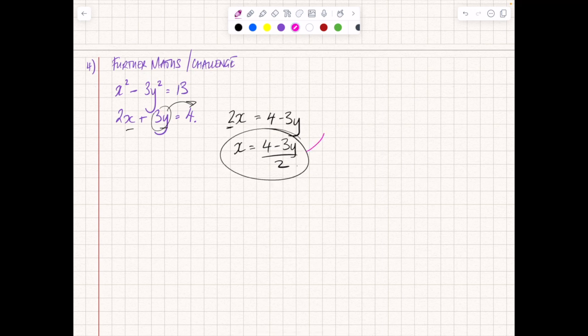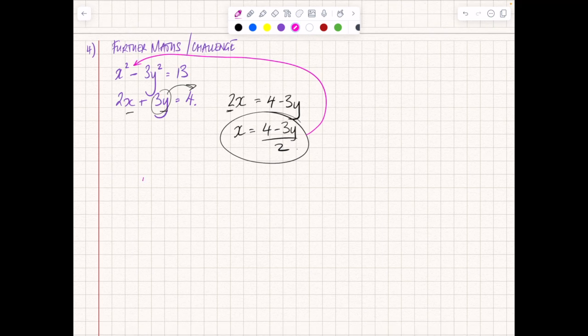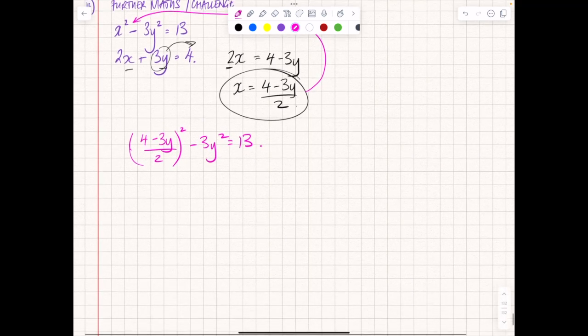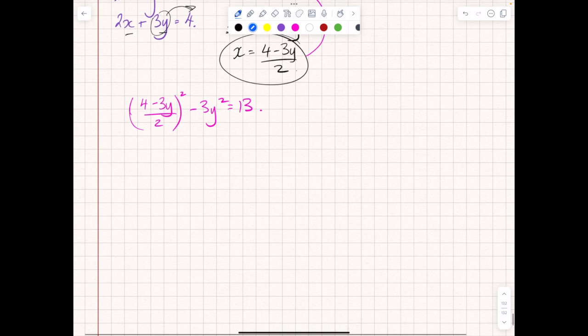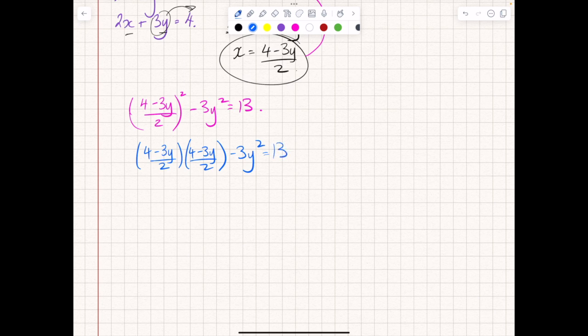From there, I'm picking that up and putting it in there. So it now becomes (4 minus 3y over 2) squared minus 3y squared equals 13. Now, what you need to be really careful of is when you expand this out. Because this is squared, it's (4 minus 3y over 2) times (4 minus 3y over 2), minus 3y squared equals 13. So from here, expand this out.